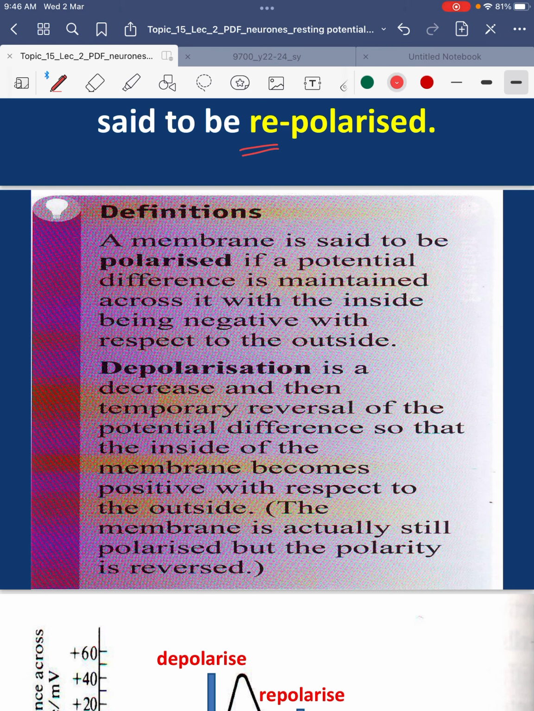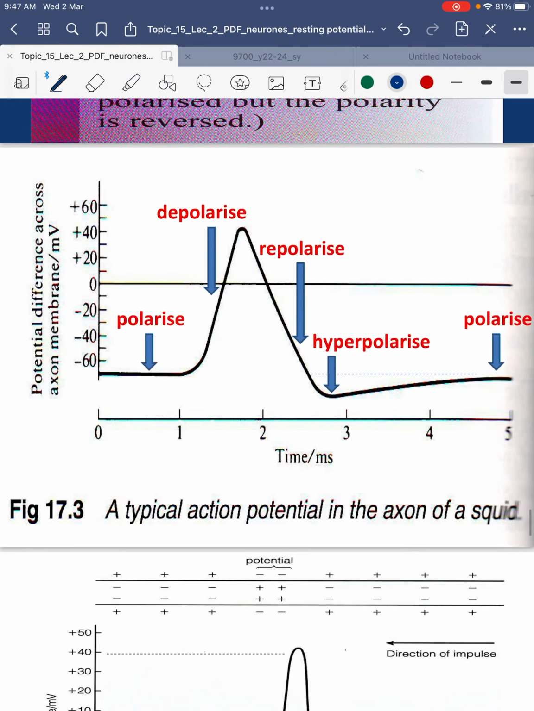So a membrane is said to be polarized if the potential difference is maintained across it with the inside being negative. So polarized here is the resting potential, yesterday's lesson. If inside is negative compared to outside, it is polarized, whereas if it's depolarized, then the inside now becomes positive with respect to the outside. Okay, this is very, very important.